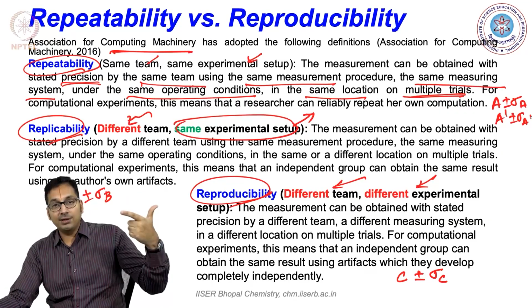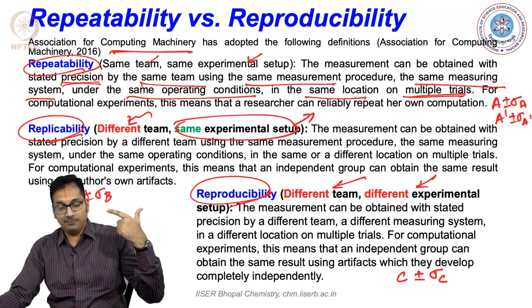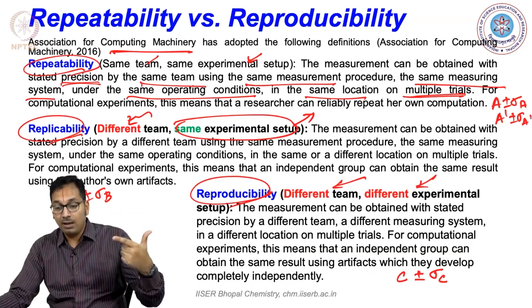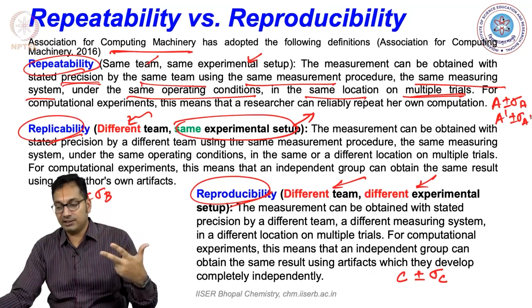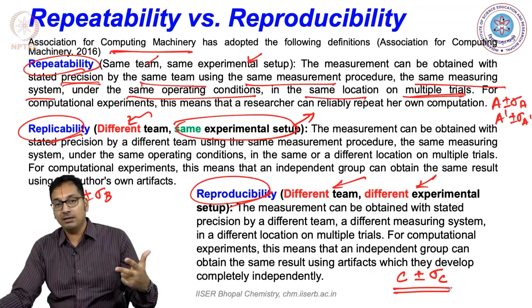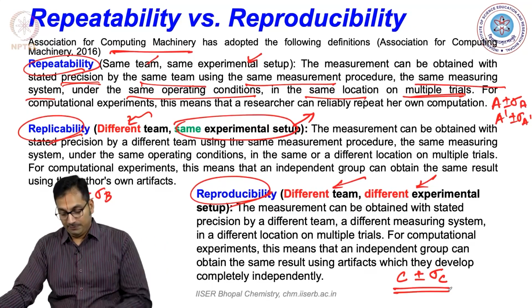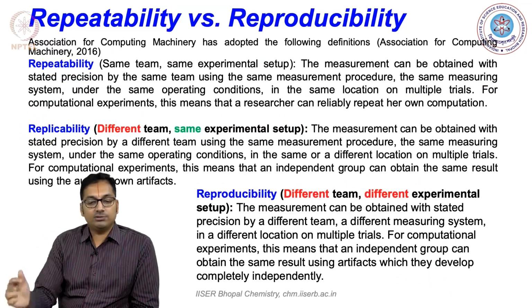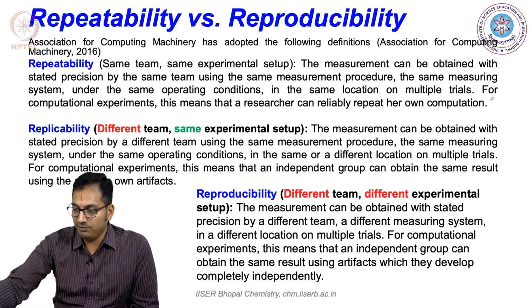If A and B agree with each other and A prime and B prime agree with each other, this means that the data is replicable. On the other hand, if a different team using different experimental parameters measures C, and C agrees with A and B, then it means that the measurement is reproducible. Okay, now that we have understood what repeatability, replicability and reproducibility are, let's take some examples to understand the same. I was just giving you an idea.